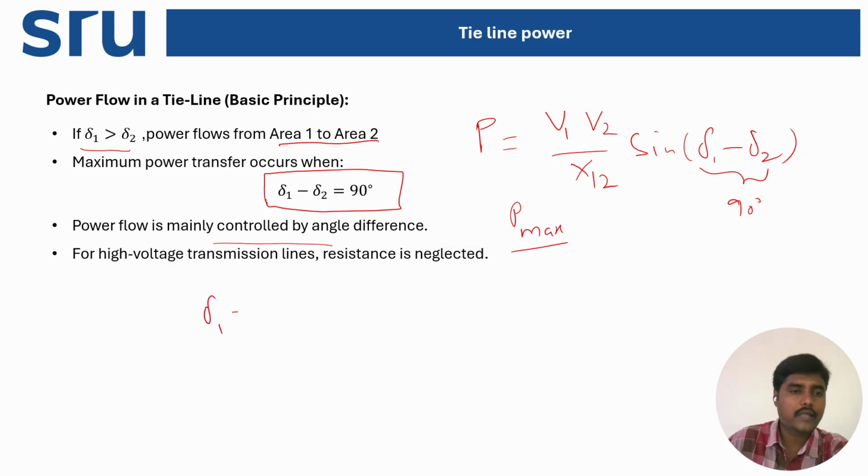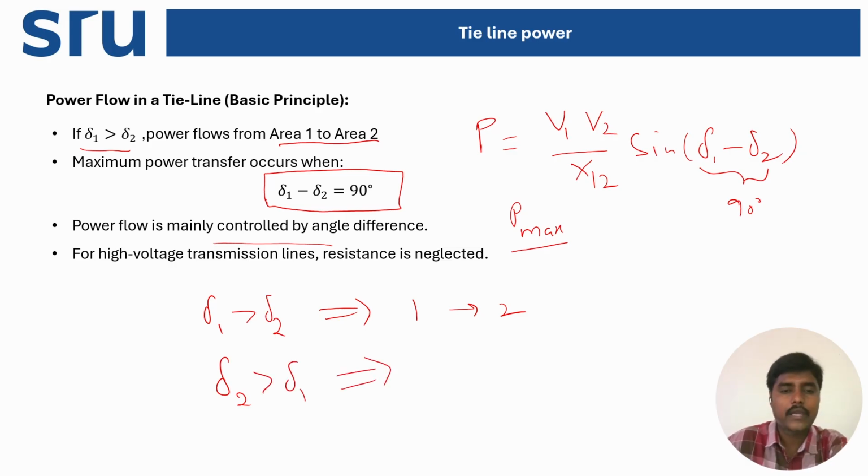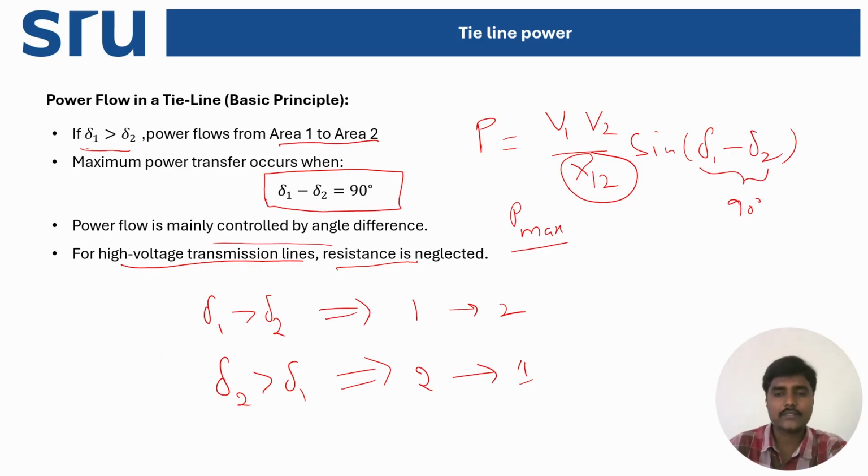If delta 1 is greater than delta 2, the power is flowing from control area 1 to control area 2. Suppose if delta 2 is greater than delta 1, the power flow can be made from control area 2 to control area 1. So depending upon your requirement, you can have power transfer between 1 and 2 just by controlling these two load angles, delta 1 and delta 2. For high voltage transmission lines, as I told, the resistance is neglected. That's why here we are having reactance X.